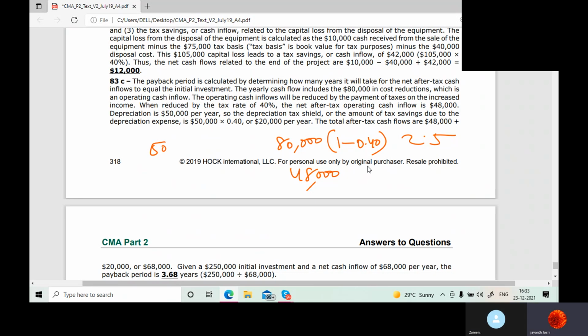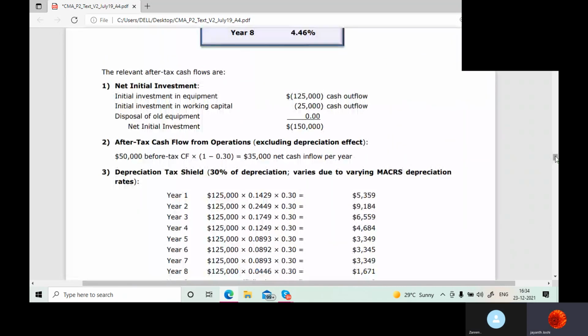So depreciation is how much? 50,000. So you should go for tax shield. So what is your tax shield? 0.40 is your tax rate. So every year there will be a tax saving to you, saving of how much for you? 30,000, 20,000... 40. It's 50, right? I'll solve it for you here. Just a second.